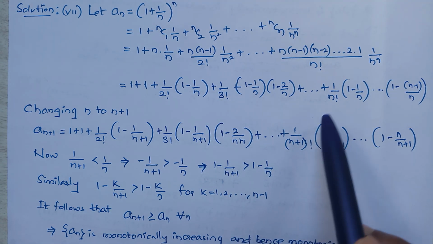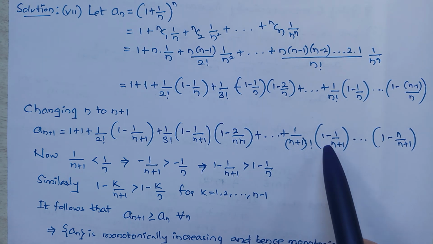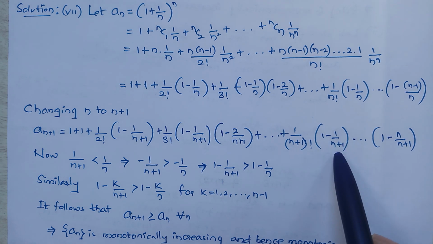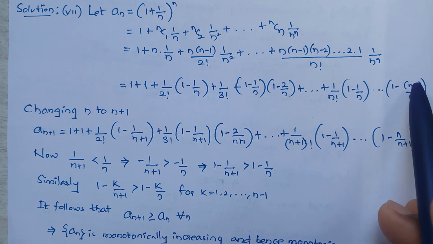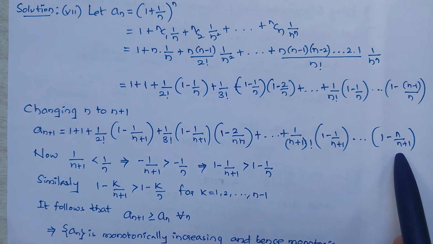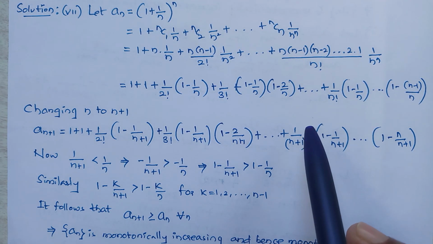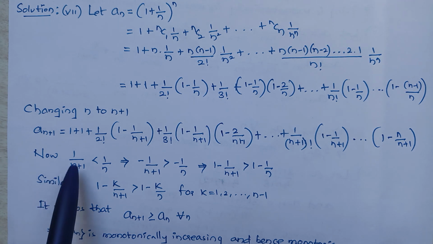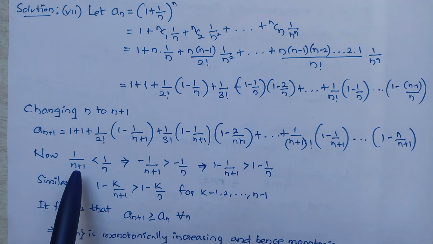The last term is 1 divided by n plus 1 factorial, whereas in the a_n expression it was 1 divided by n factorial. So here it is 1 divided by n plus 1 factorial into 1 minus 1 divided by n plus 1, and so on, up to n plus 1 minus 1, that is 1 minus n divided by n plus 1. So how to find the bigger terms using these two? Now I am taking that 1 divided by n plus 1 is less than 1 by n.